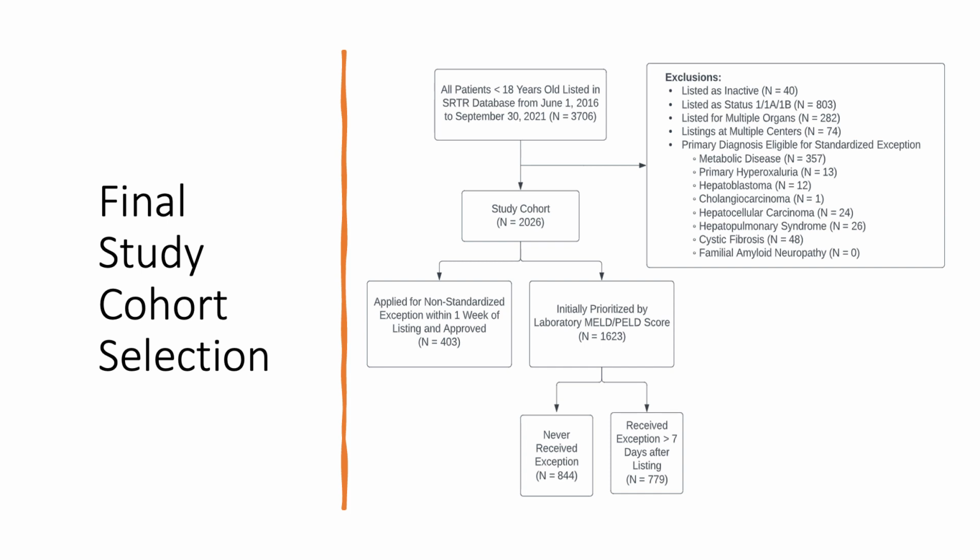This is our final study cohort selection. After all the exclusions that we can see on the right-hand side, we had 2,026 patients in our study cohort. 403 of them here had an exception that was approved within 1 week of listing, and 1,623 did not have one within 1 week. But among this group, about 800 of them received an exception at some time during their waitlist. So in total, almost 60% of patients had an exception at least once during their waitlist.